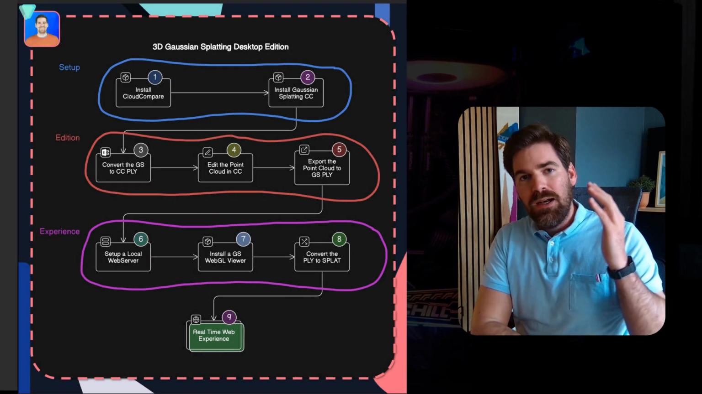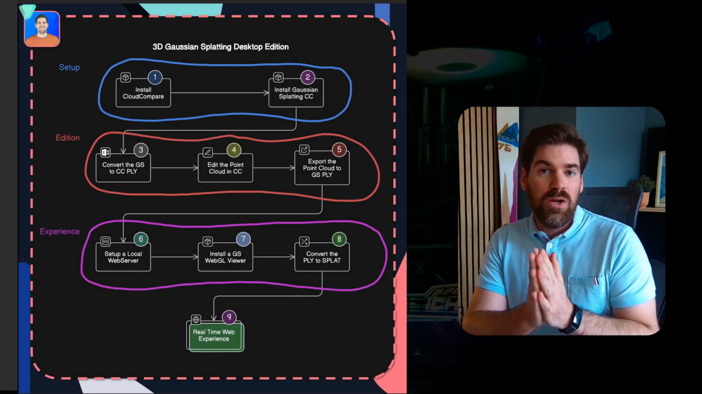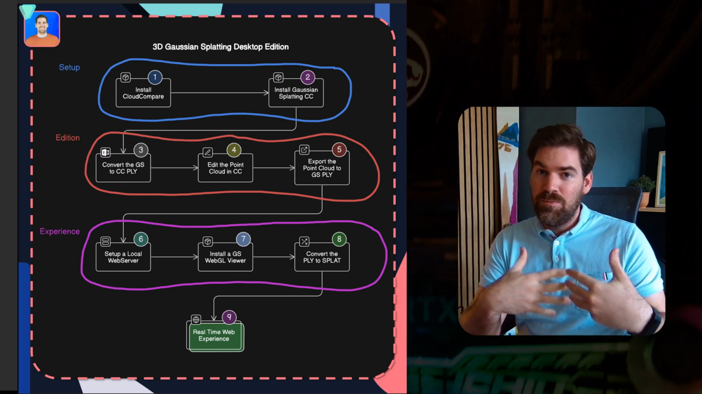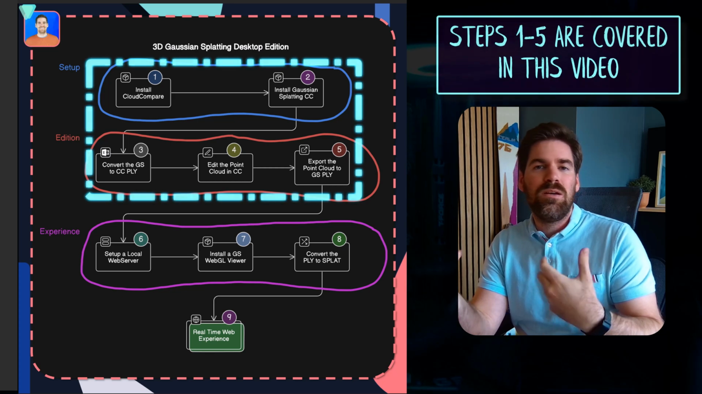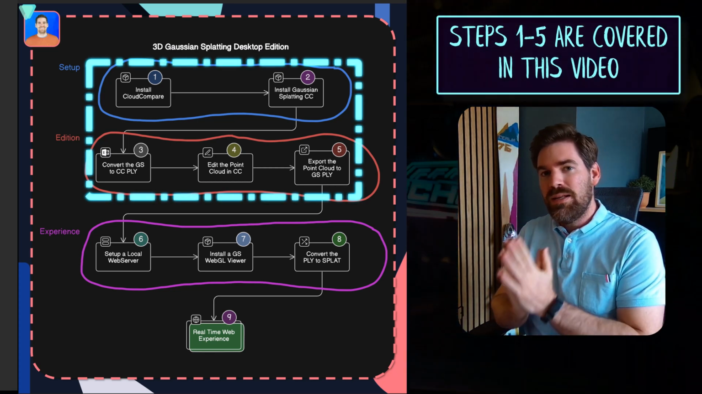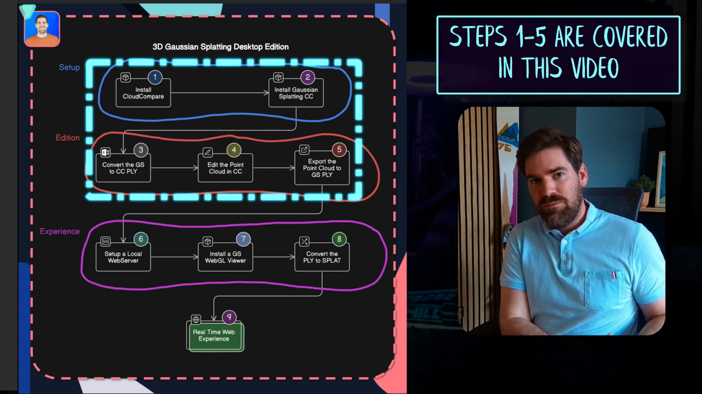All right, so let's create a real-time Gaussian splatting experience for the web with the desktop solution. So we will not use any cloud solution. We want to be independent of that. So let's pick it up from what we did just before.